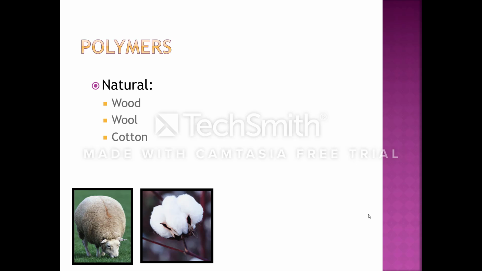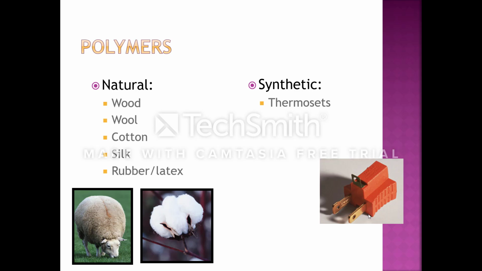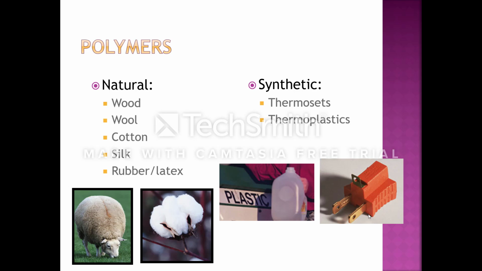So polymers. We have natural polymers that are found in nature, such as wood, wool, cotton, silk, rubber, and latex. If you guys didn't know, the rubber is actually found from sap from a tree. Then there's synthetic polymers, ones that we create, we make. These are thermosets and thermoplastics. So they're both types of plastics. Those are synthetic polymers. And natural polymers would be your wood, your wool, your cotton, your silk, and your rubber and latex.